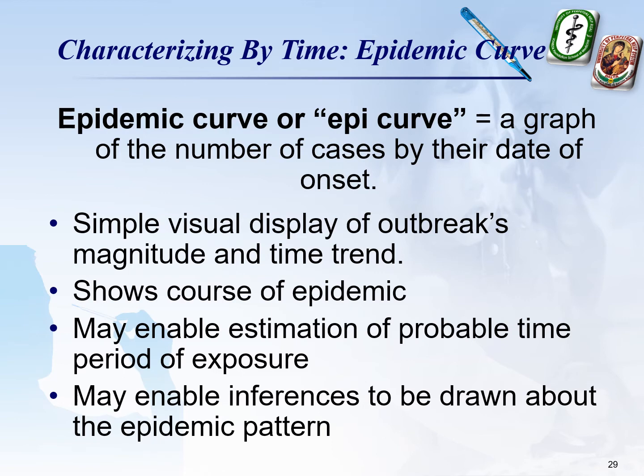An epidemic curve provides a great deal of information. First, epidemiologists will usually be able to tell where they are in the course of the epidemic and possibly to project its future course. Second, if the disease has been identified and its usual incubation period is known, epidemiologists may be able to estimate a probable time period of exposure and can then develop a questionnaire focusing on that time period. Finally, it may be possible to draw inferences about the epidemic pattern, for example, whether it is an outbreak resulting from a common source exposure, from person-to-person spread, or both, which is described below.